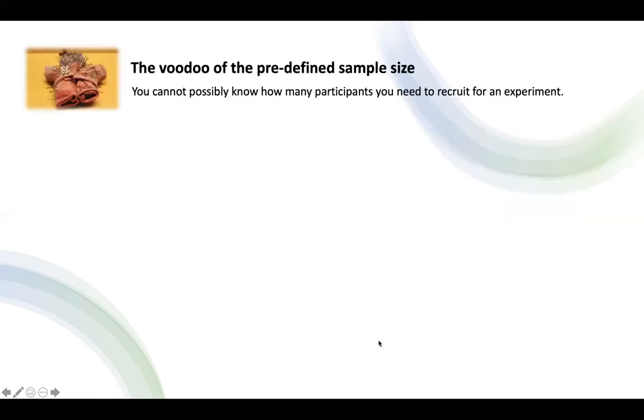Okay, so those are good reasons why dichotomization of evidence and p-values should not be around. So let me go to the voodoo of the predefined sample size. I can tell you right now, although many people might disagree with me, you cannot possibly know how many participants you need to recruit for an experiment.